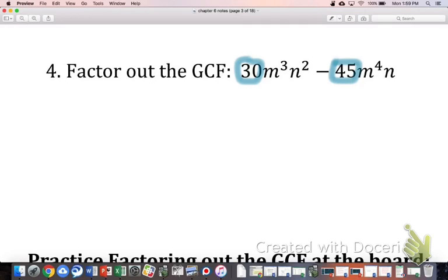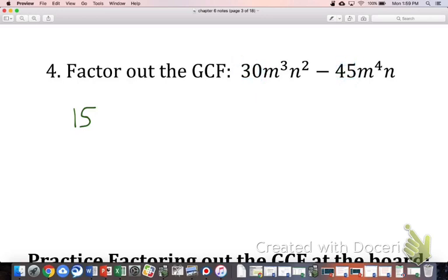15. Doesn't 15 go into 30? Yeah, twice. And 15 goes into 45? Yeah, 3 times. Once you go above that, it's not going to go evenly into one of the two of them, right? So 15 is the biggest number that goes into both 30 and 45. That's going to be the first part of my GCF. So I'm going to write that over here. Now, take a look at the m's.